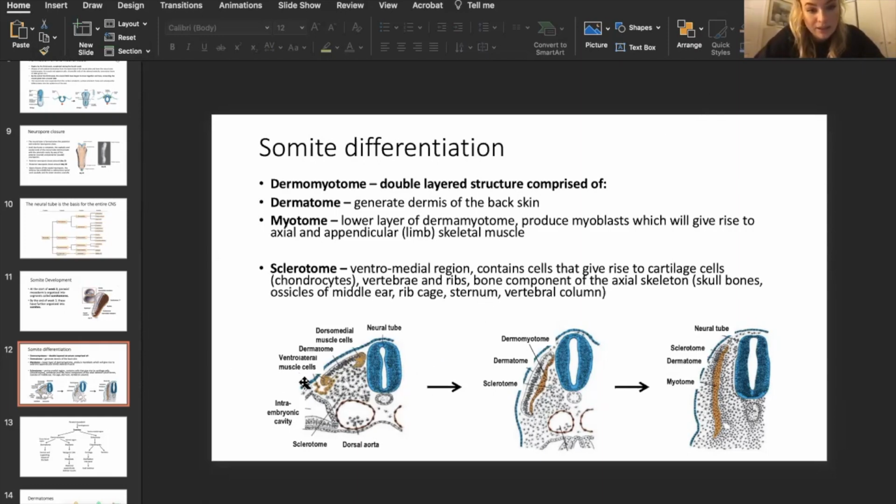And you can see in this image down here below, it's quite hard to determine what's going on, but you can see we've got the neural tube in blue there, and then we've got some of the somites going on, the sclerotome. You can see, particularly in the 3rd image along, the differentiation of the different layers.